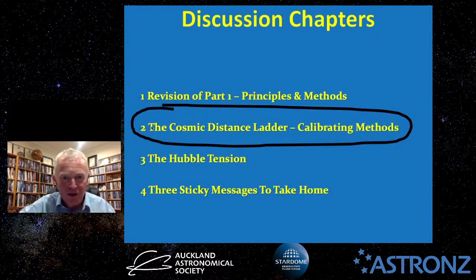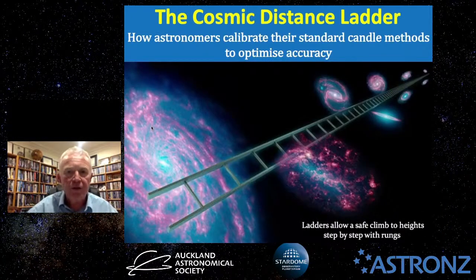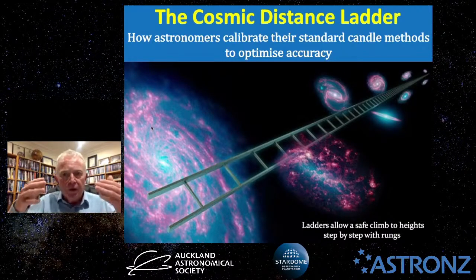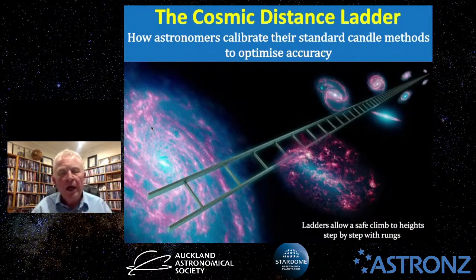And that leads us on to the cosmic distance ladder, a tool that astronomers use to calibrate the above mentioned methods. So let's do it. The reason they calibrate their standard candle methods is to optimize the accuracy or the precision. And what is a ladder? Why the analogy with a ladder? Well, you know what a ladder is for.